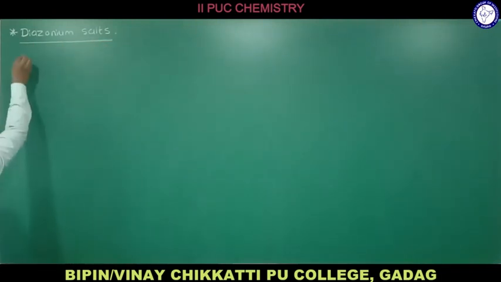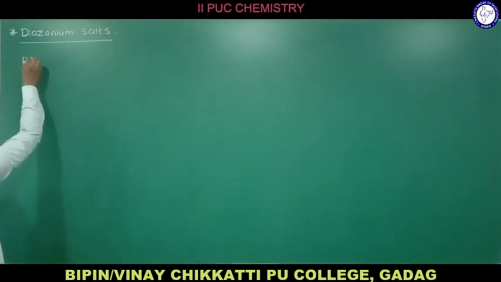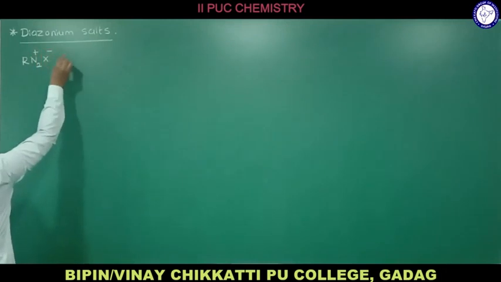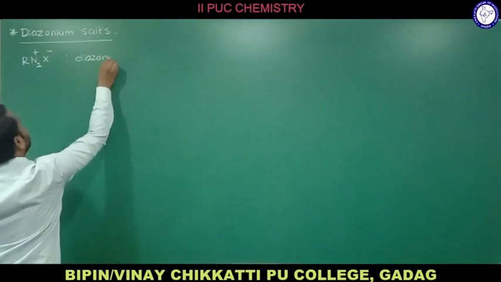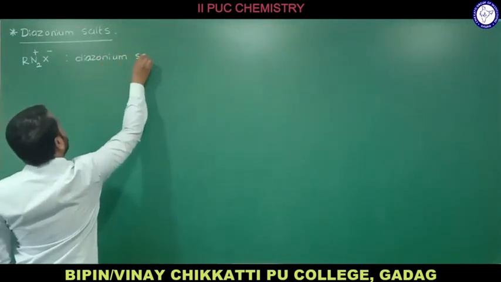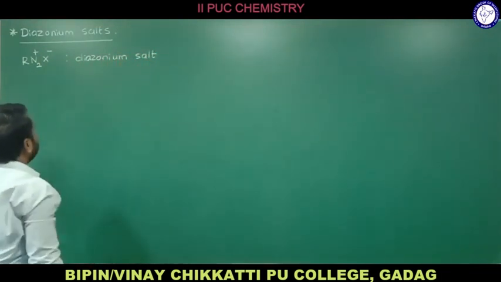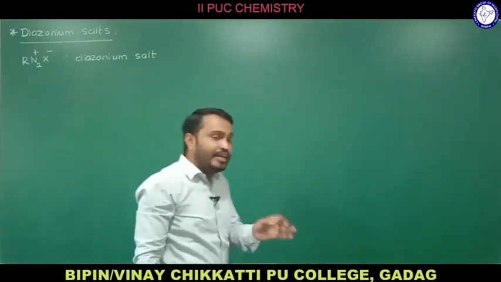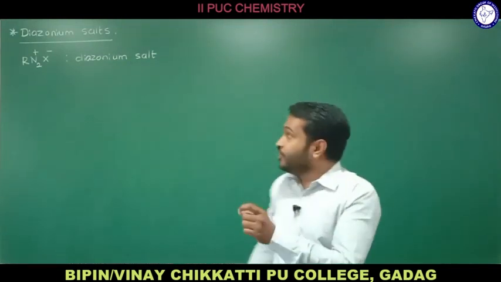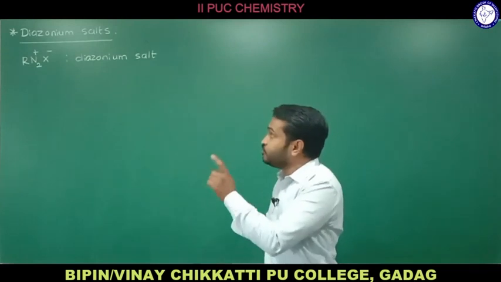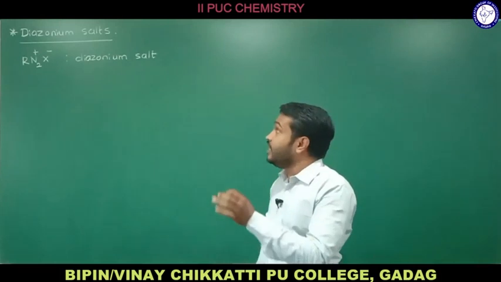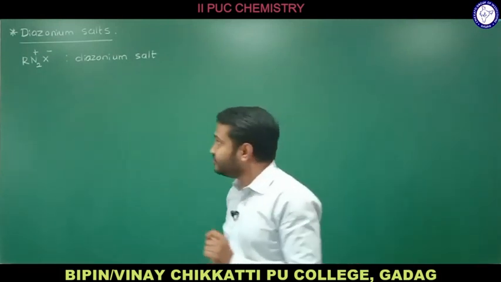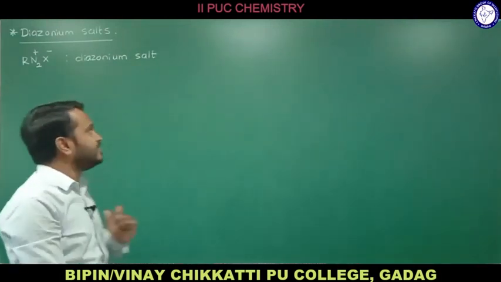An organic compound with the general formula RN2+ X- we call a diazonium salt. Try to know: an organic compound with the general formula RN2X. Above N2 we need to write plus, above X we need to write minus, that is a salt actually, and we call it a diazonium salt. The general formula is RN2+ X-.